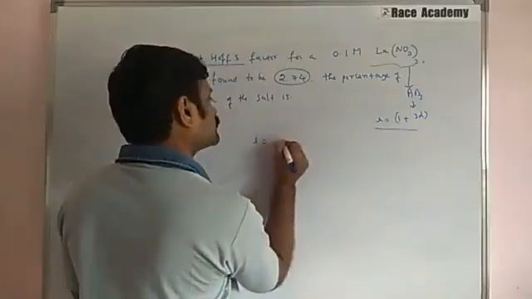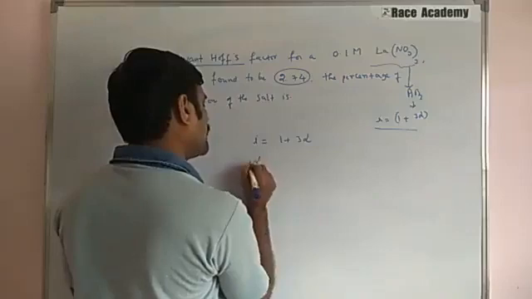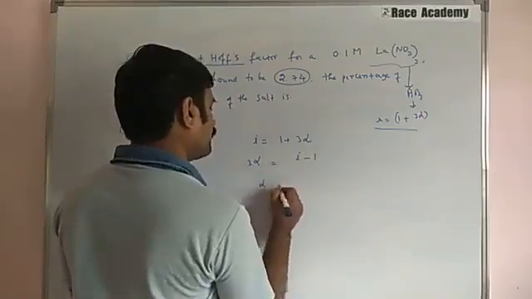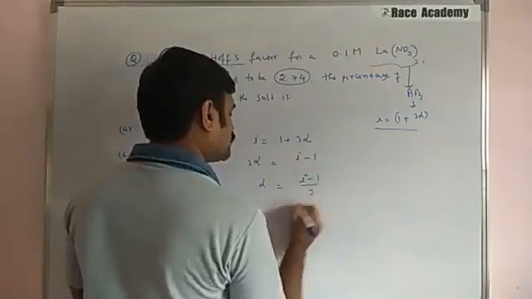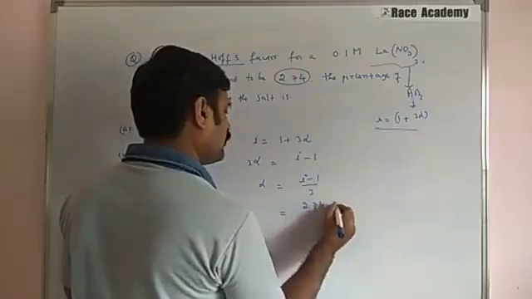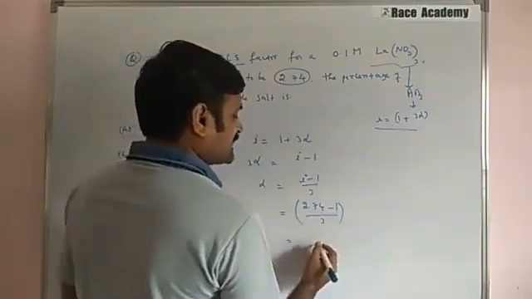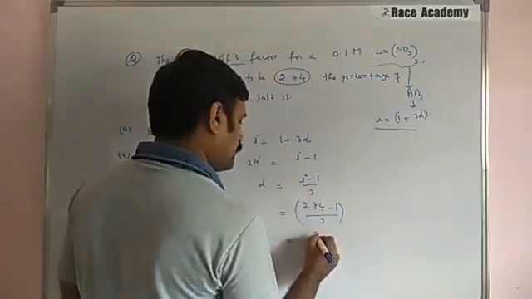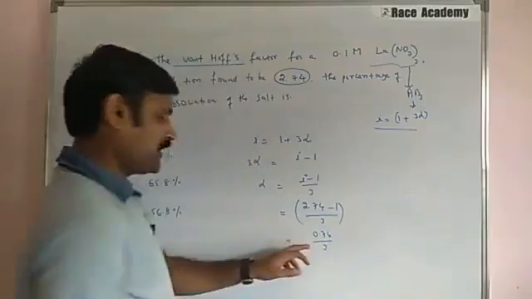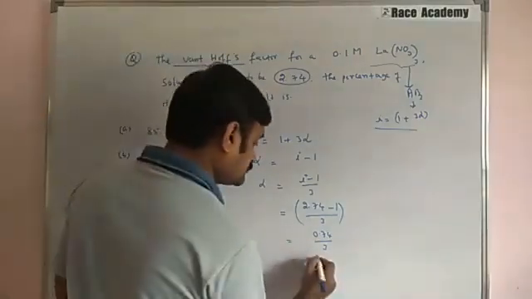So i is equal to 1 plus 3 alpha. So 3 alpha is equal to i minus 1, so alpha is equal to (i minus 1) by 3. What is the i value given? That is (2.74 minus 1) by 3. 2.74 minus 1 is 1.74 by 3 only. So if you calculate exactly, how much will come?